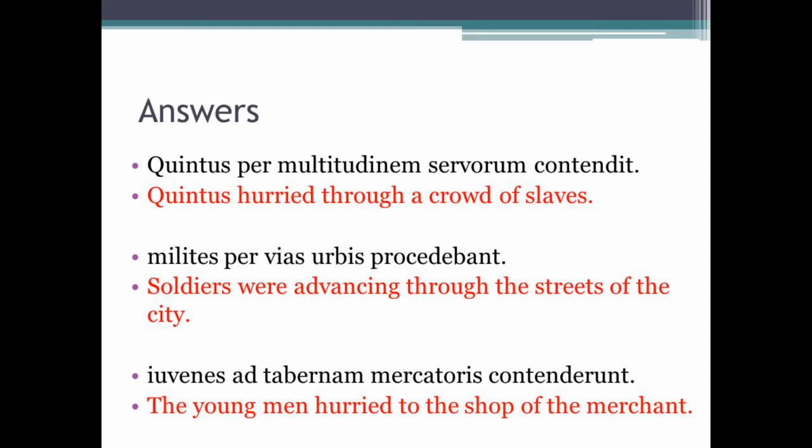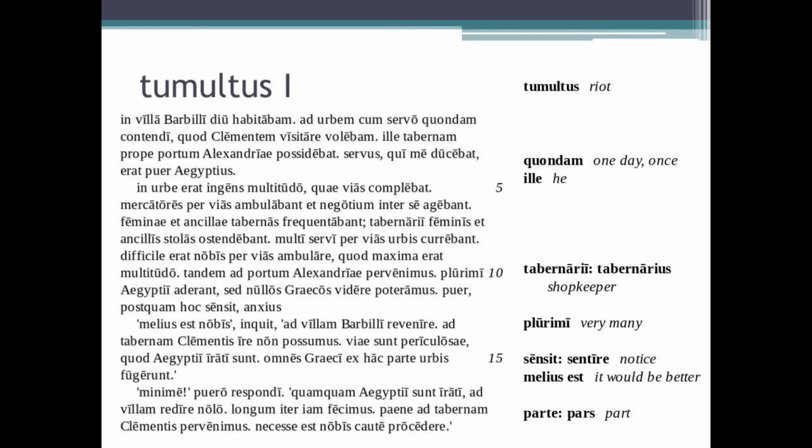So if you got all three of those right, you should be very proud of yourself. That's excellent work. If you got one or two of them right, that's still really good going, especially with this new case that we've covered. Well done. So just before we finish, let's have a look at the passage Tumultus 1 from the CLC. Tumultus meaning riot.